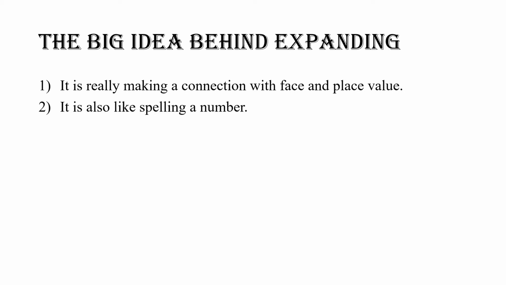So the big idea behind expanding basically is these two things. When we expand, it makes a connection with face and place value. Because when you expand a number, you first have to know the place value of that number, but you also are acknowledging the face value, and you will see why when we do the examples. And of course, it's a way of spelling out a number. When you call out a number, let's say 149, that's the number. But when you expand it, it's almost as if you're spelling out the number, giving the 1 its worth, the 4 its worth, and the 9 its worth, right? So that's the whole idea behind expanding.